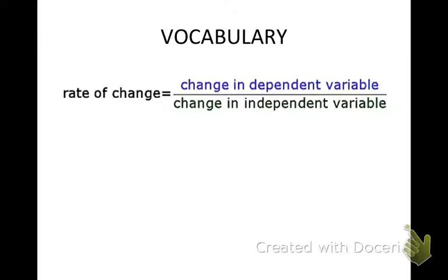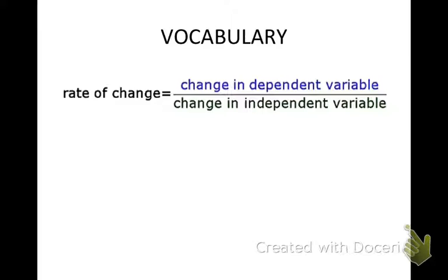So rates, your heart rate, beats per minute, your speed, miles per hour, those are all rates. You guys should have learned about that prior to now. So if we have a rate of change, then we need to compare two things. Well, your rate of change is the change in the dependent variable over the change in the independent variable.